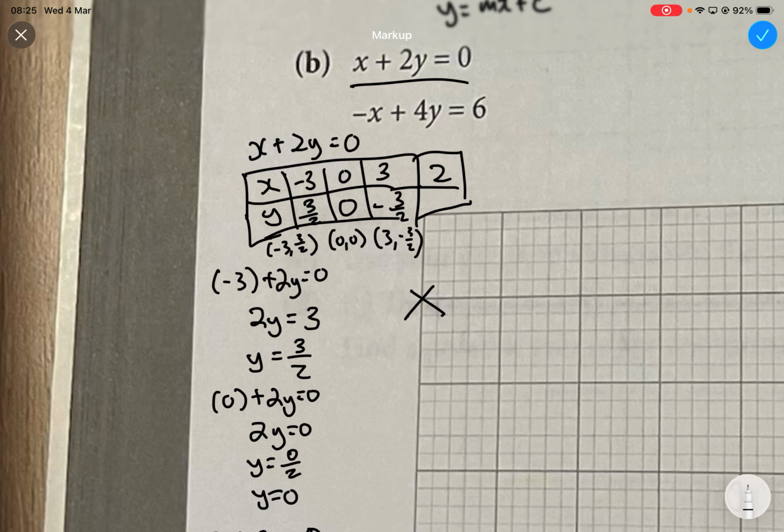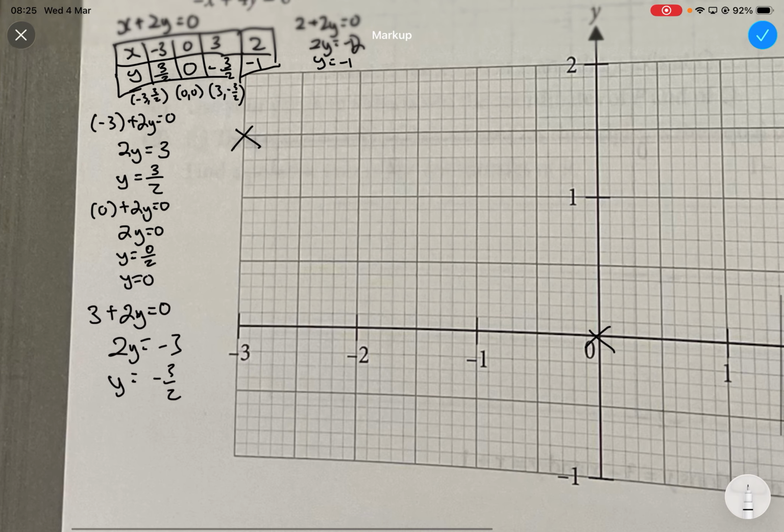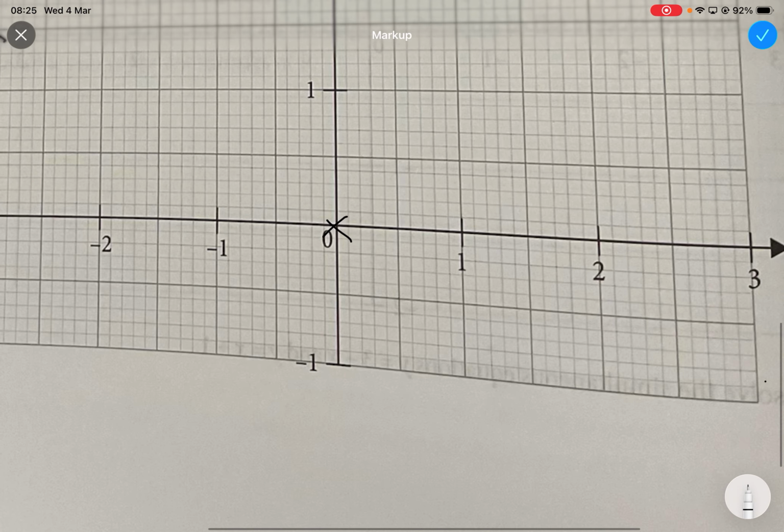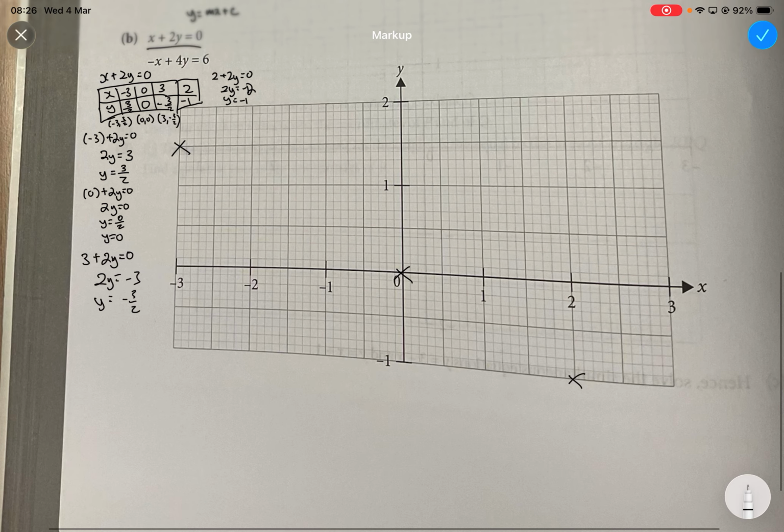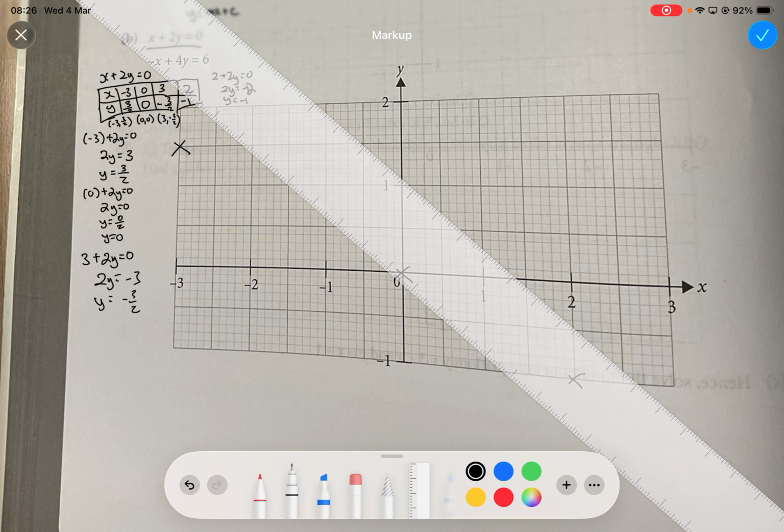Okay? Then again, I go back to the equation. 2 plus 2y equals to 0. 2y equals to negative 2. y equals to negative 1. So when x equals to 2, y equals to negative 1. Then, I go to x equals to 2, y equals to negative 1. Then I have my 3 points for the first line.